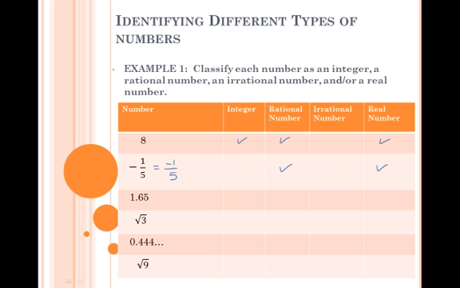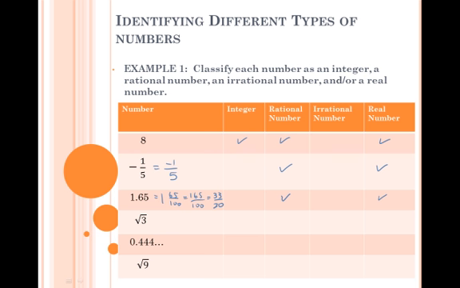The number 1.65 is not an integer, but it is a rational number because we can rewrite it as a fraction 1 and 65 over 100, which can be rewritten as 165 over 100 and simplified to 33 over 20, which is a fraction of two integers. And all rational numbers are also real numbers, so that makes this a real number.